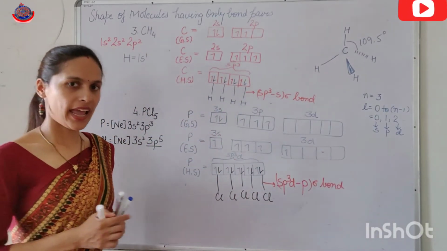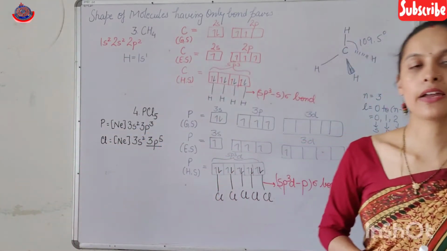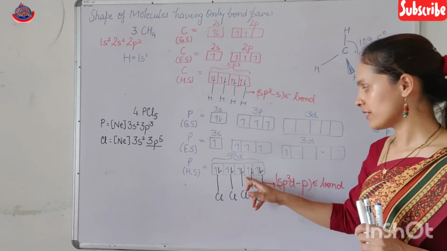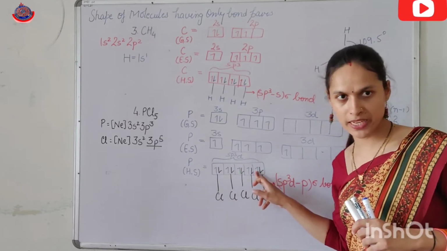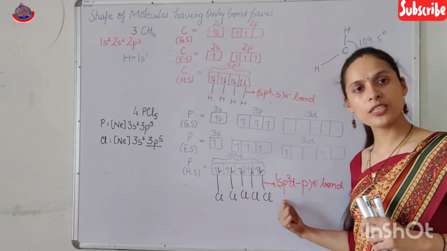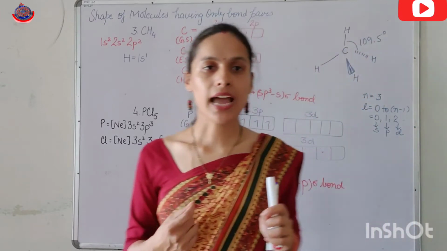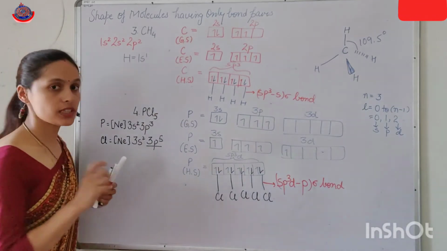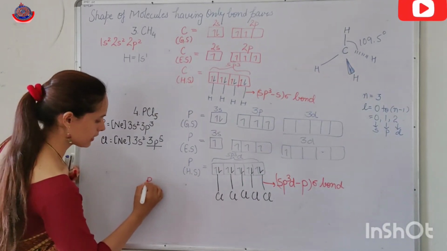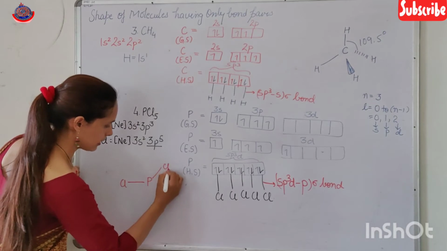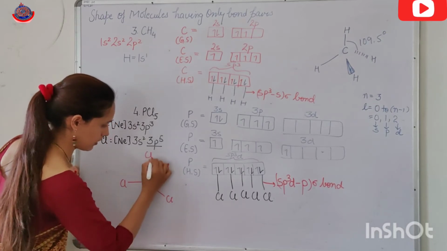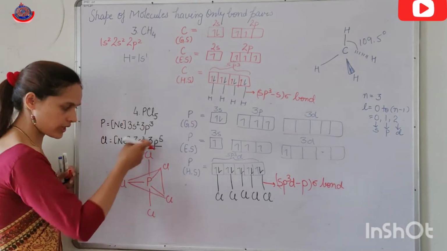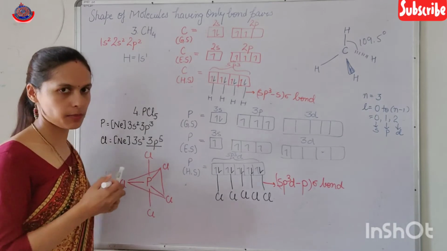P sigma bond. And in our VSEPR or in hybridization, we have studied that if the central atom is surrounded by 5 bond pairs and the hybridization is sp3d, then the shape is trigonal bipyramidal. So the shape is PCl5. These 3 are in one plane. This chlorine is above the plane and this chlorine is below the plane.